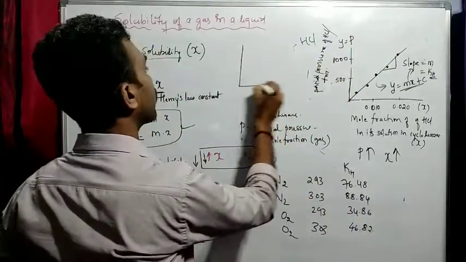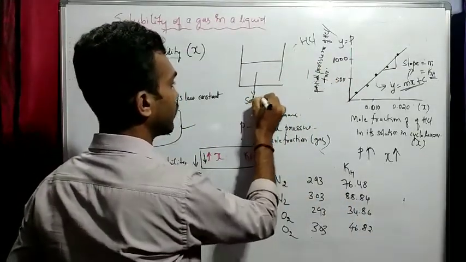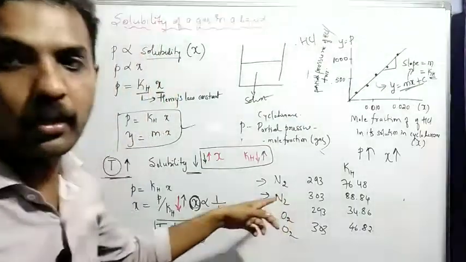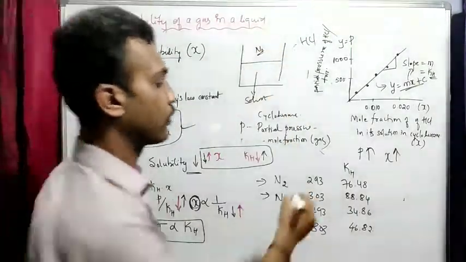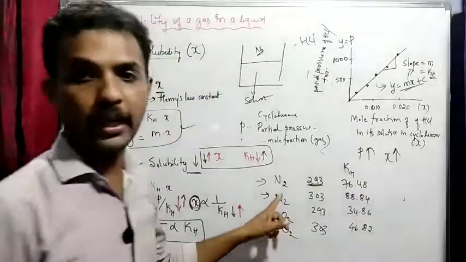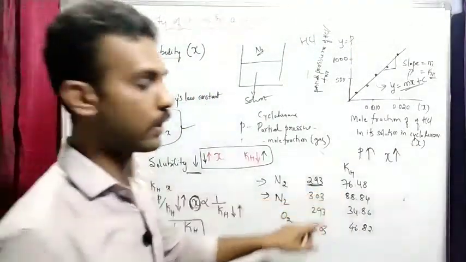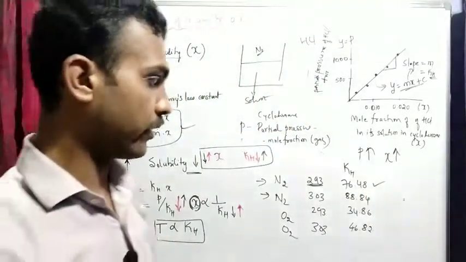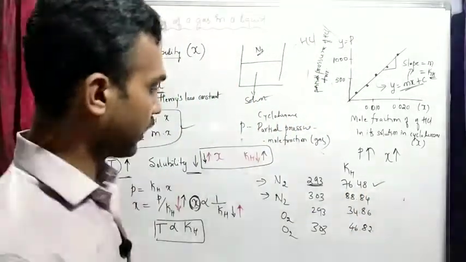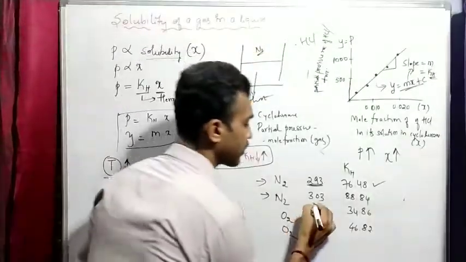What solvent have you taken? We don't know the solvent, we have taken a solvent here, right? We have to add nitrogen gas, N2 gas here. At which temperature? 293. For N2 at 293 temperature, they have given the KH value. What is the KH value? It is nothing but 76.48, right? The same solvent and the same nitrogen, but the temperature is different.